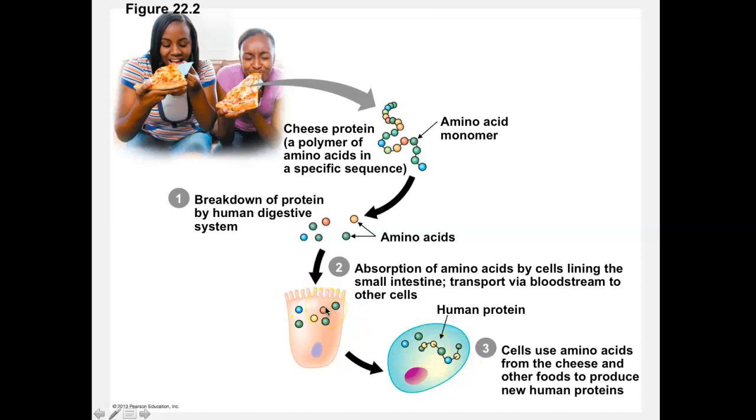Those amino acids can be used to make different kinds of proteins, because remember, we don't need to make cheese proteins, but we need to make our own human proteins. But the building blocks are the same. So we can just use these building blocks, arrange them in different ways, and there we have our human protein.